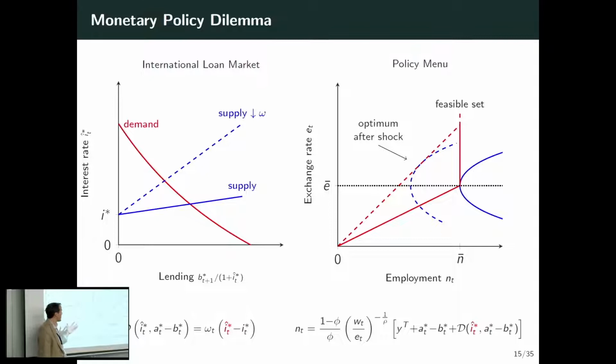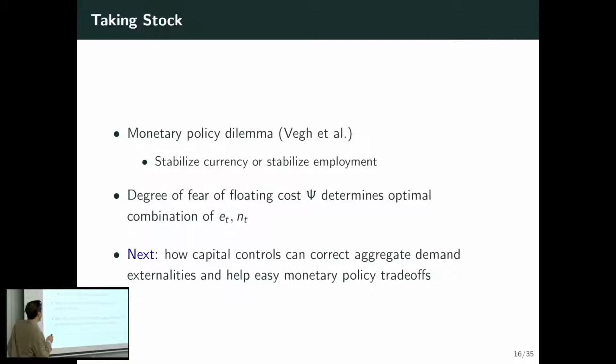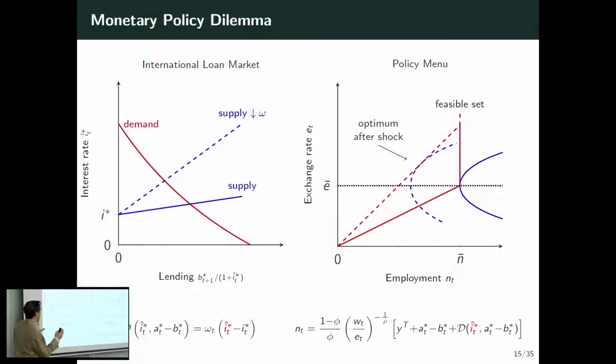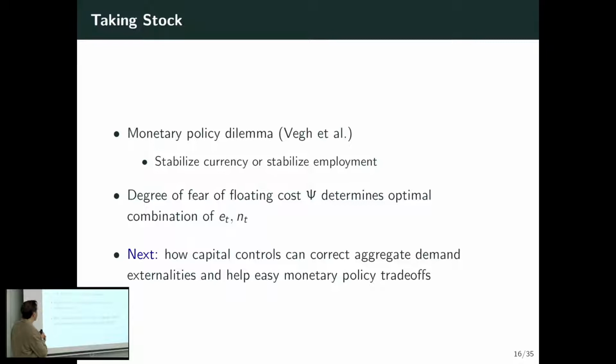So, in general, the policymaker is going to be at an interior solution where you let the exchange rate go a little bit, and then you face a recession. Okay, so the point is that the central bank in this situation is going to have a dilemma, which, you know, there is some empirical evidence that is part of the discussions for central banks. And now I want to talk about how capital control can help to improve the policy menu.